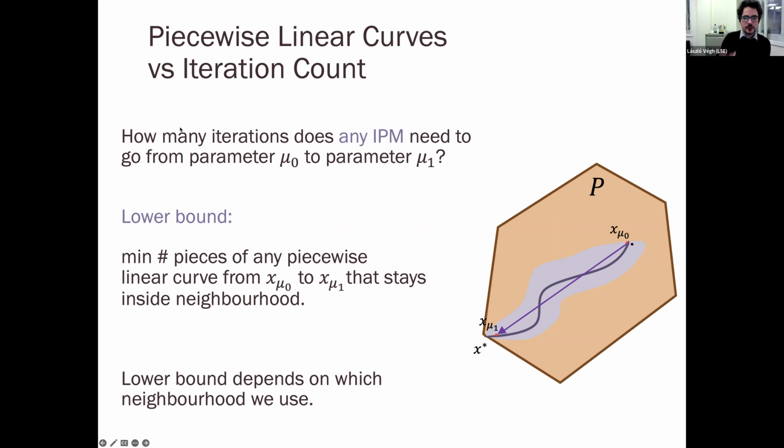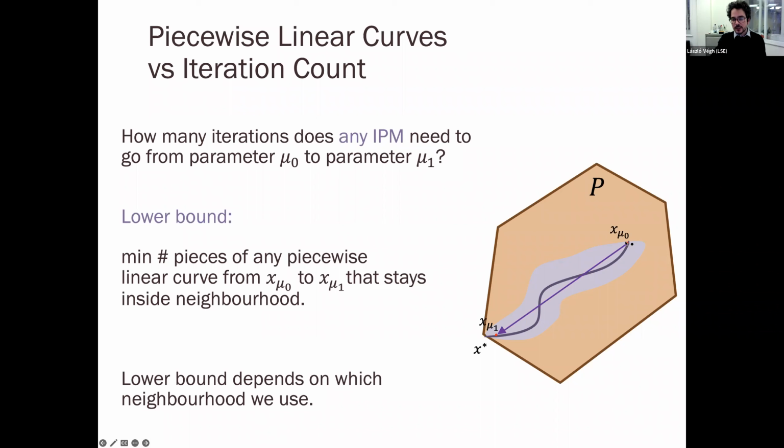So first, if we want to lower bound how many iterations any interior point method does, then we can get a very natural lower bound. Namely, let's say I want an interior point method which stays in a certain neighborhood of the central path. If I look at what this interior point method is doing, it's moving in straight line segments inside this neighborhood, like all steps move on a straight line inside. So what I can ask for is, between any two points on the central path, what is the smallest number of segments of any piecewise linear curve that stays inside the neighborhood.